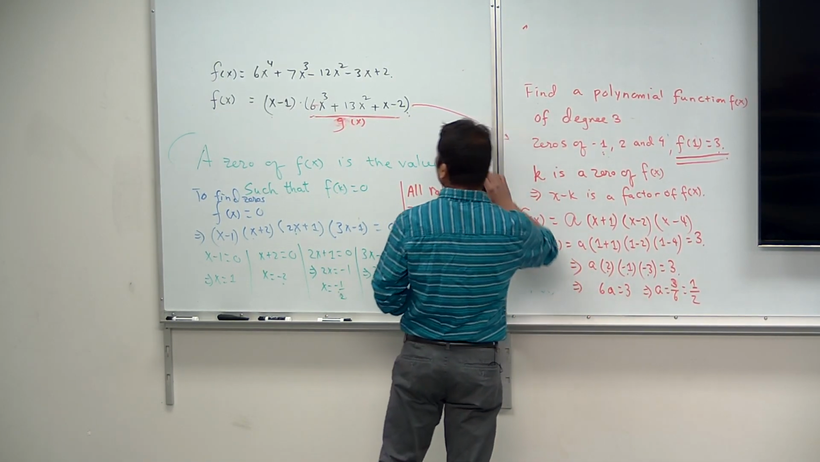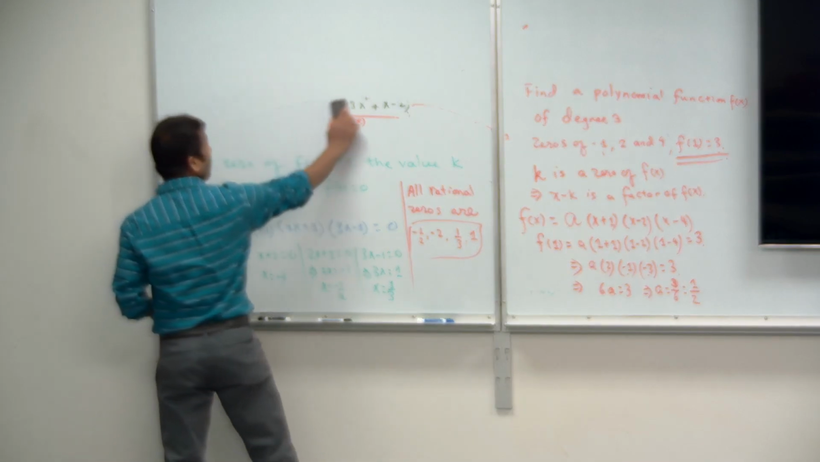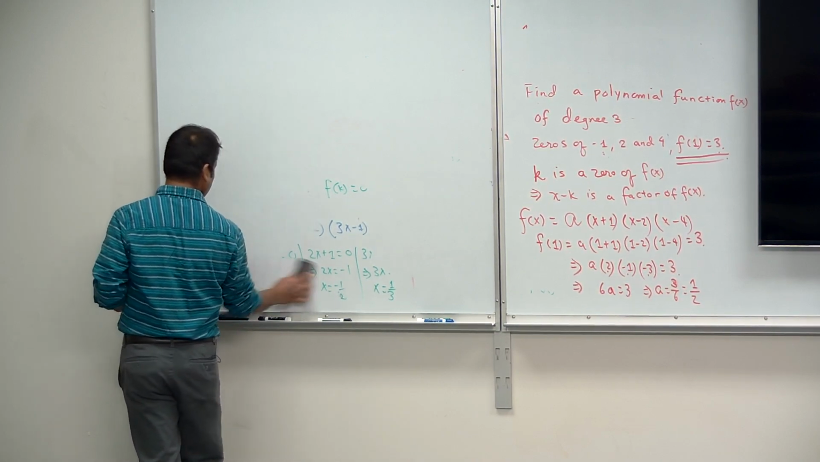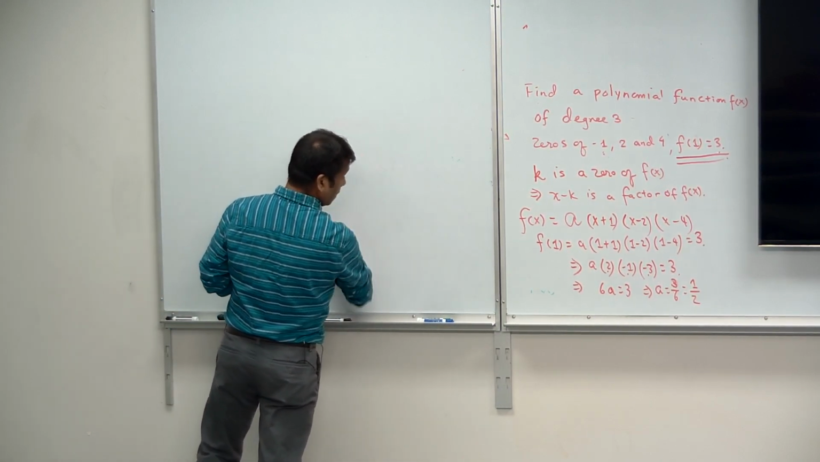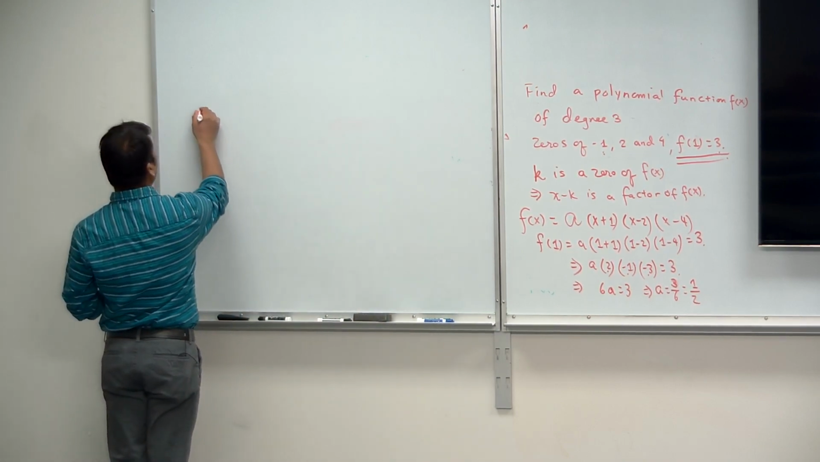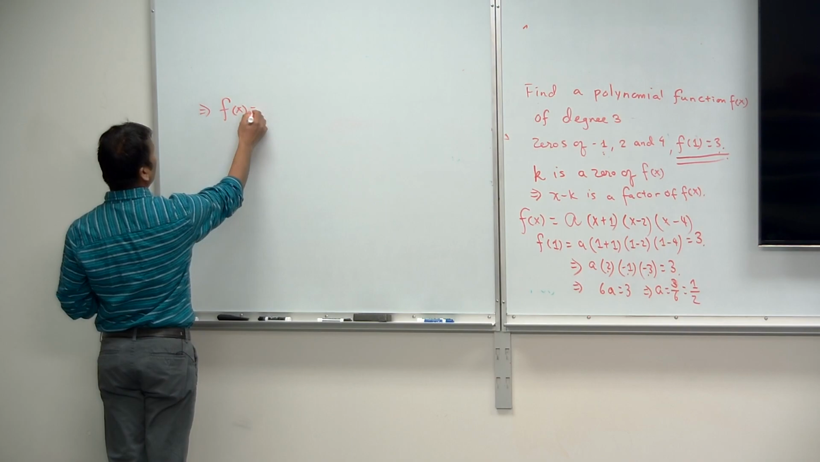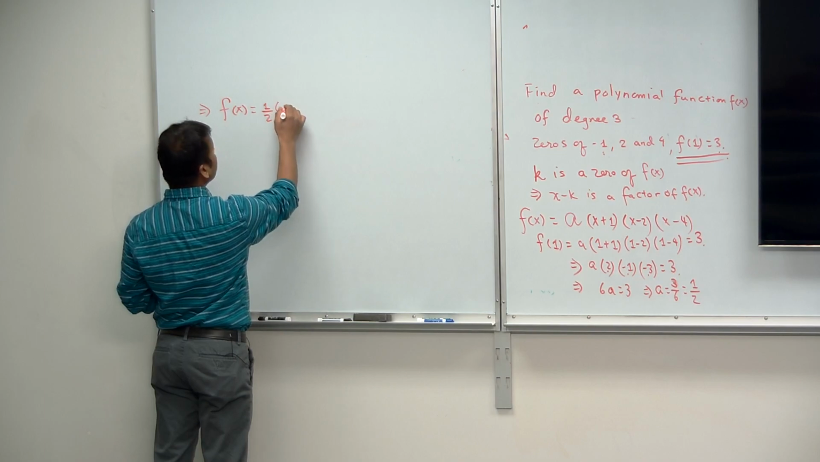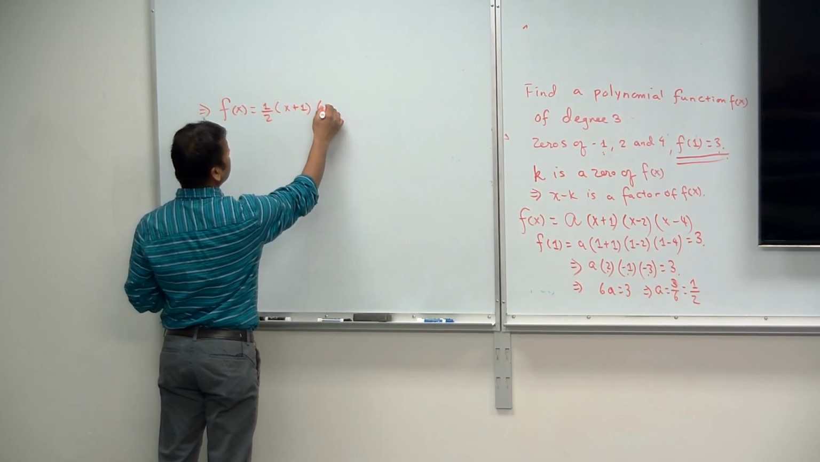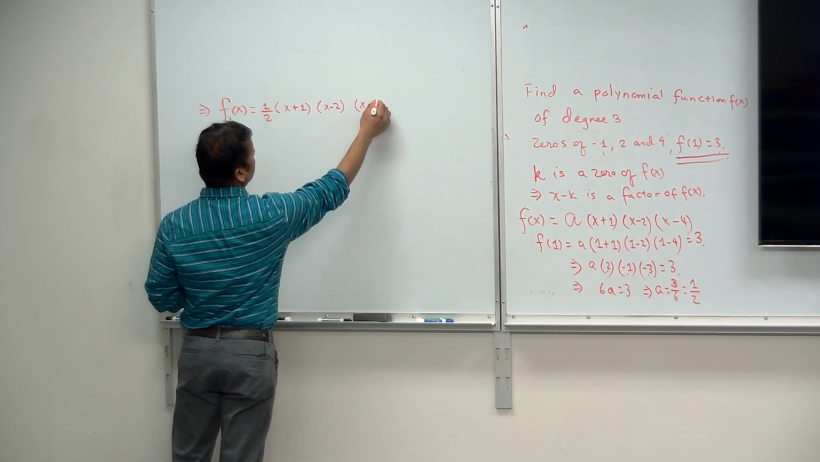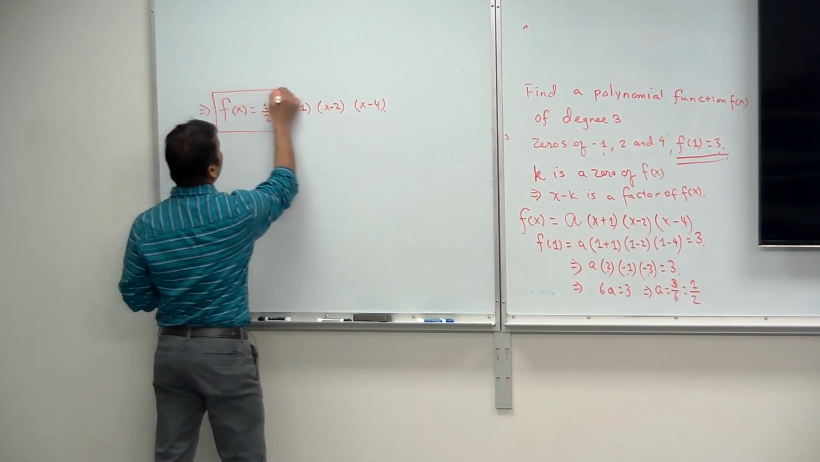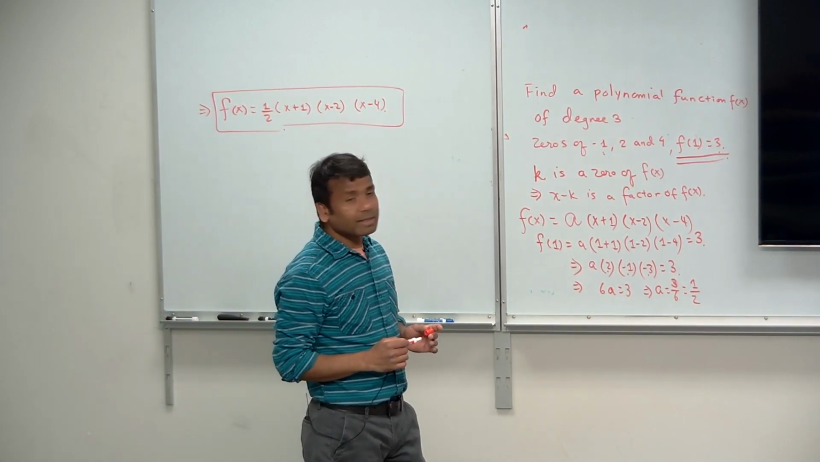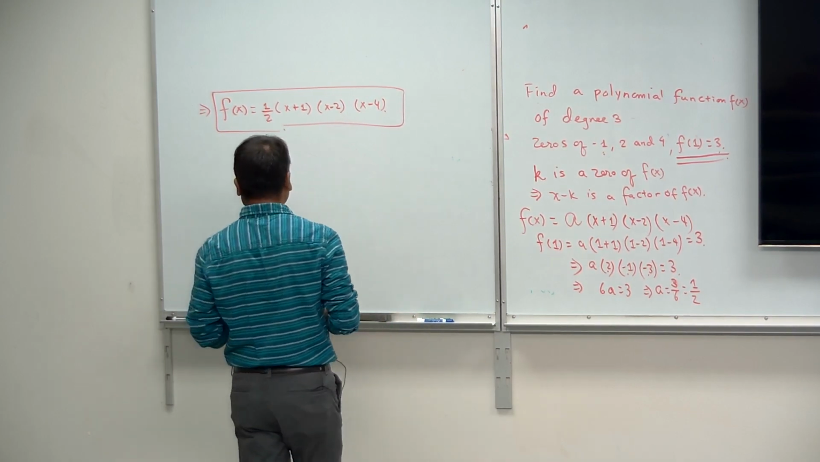Okay. So now you plug back the value of a. So now you'll have f of x equals, your a is 1/2, so 1/2 times x plus 1 times x minus 2 times what? X minus 4. So this is the polynomial function. Did you get it? Yeah.